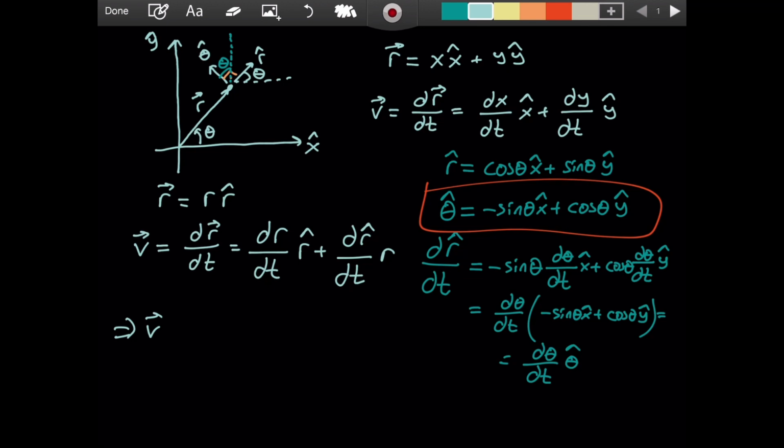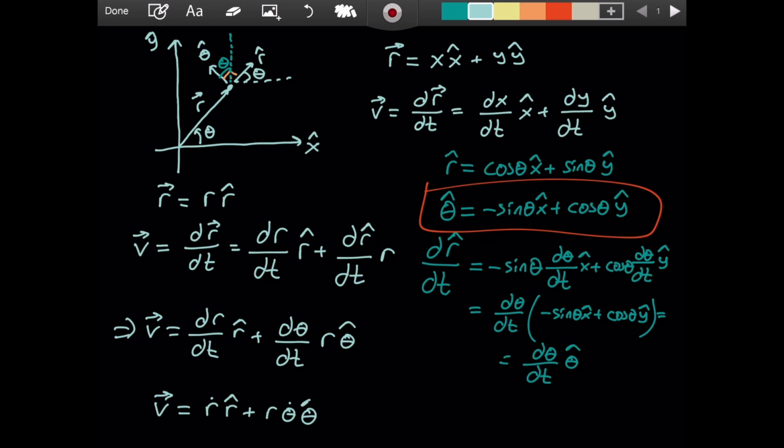Which means that v, the velocity in polar coordinates, is going to be dr by dt r hat plus d theta by dt r and then theta hat. And a more concise way of writing this is using Newton's notation for the derivatives: r dot r hat plus r theta dot theta hat. And this is it. This is how you express velocity in terms of polar coordinates.